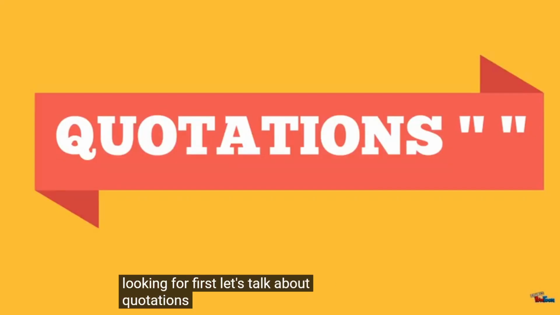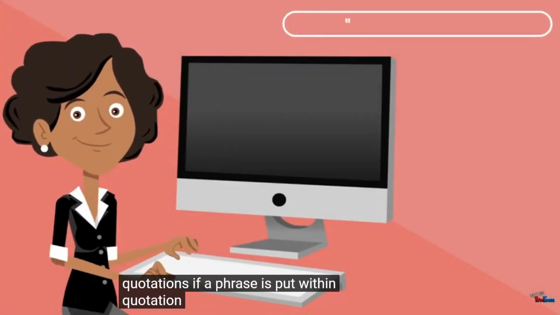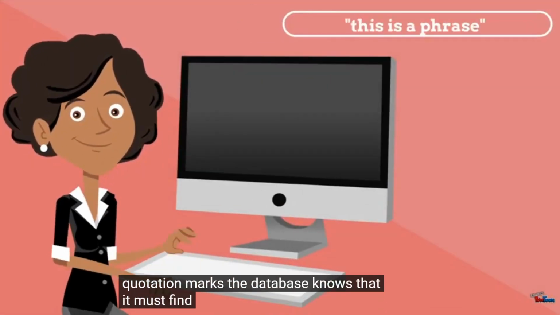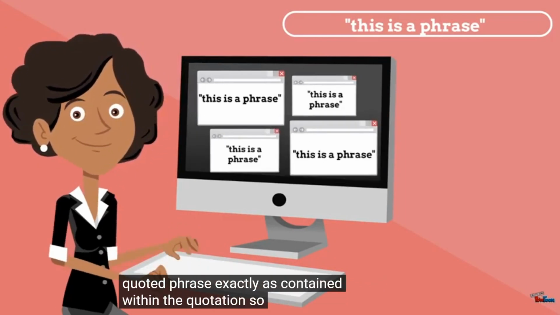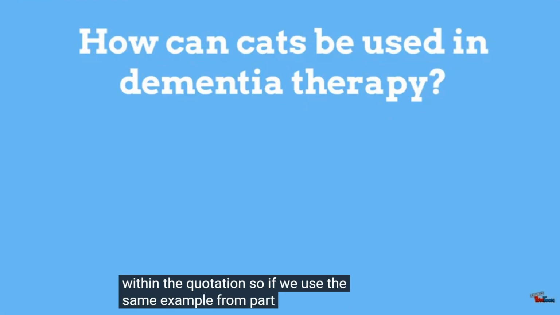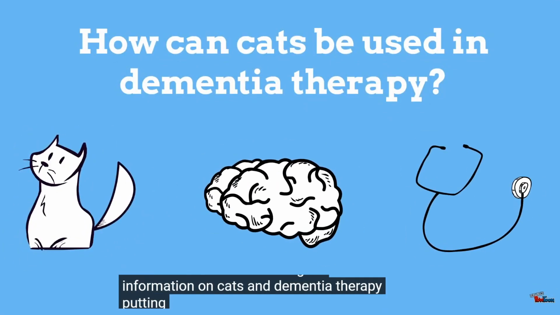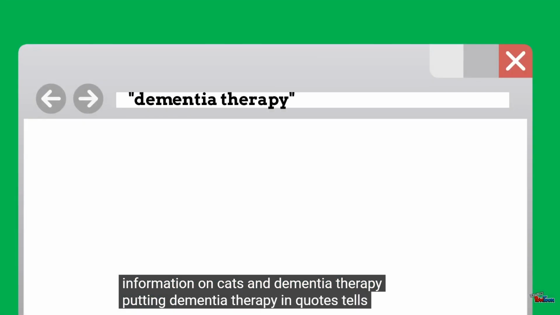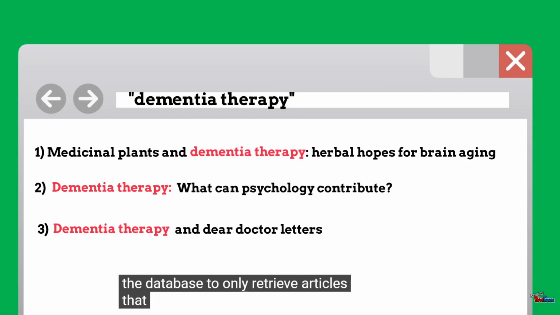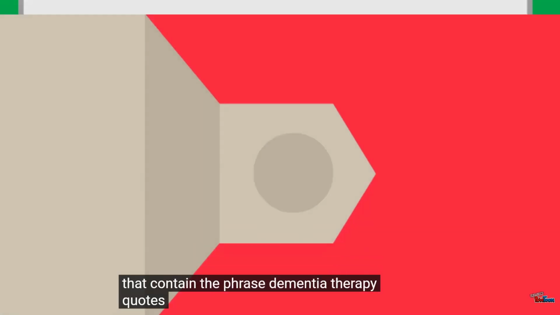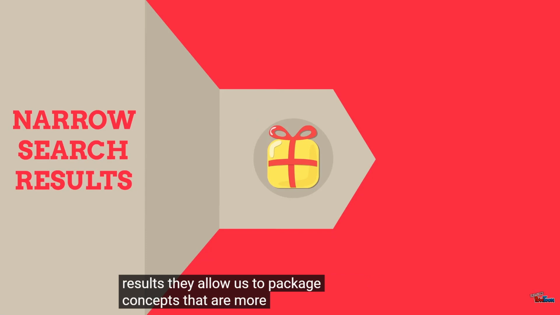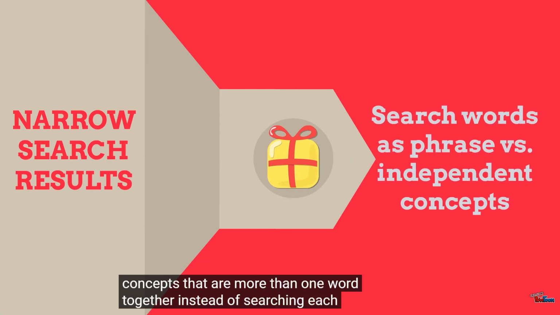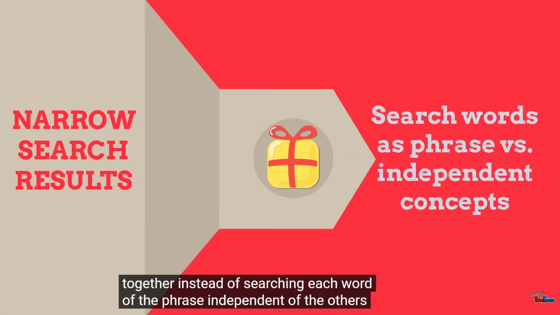First, let's talk about quotations. If a phrase is put within quotation marks, the database knows that it must find articles that contain the quoted phrase exactly as contained within the quotation. So, if we use the same example from Part 1 of this series, where we were looking for information on cats and dementia therapy, putting "dementia therapy" in quotes tells the database to only retrieve articles that contain the phrase dementia therapy. Quotes can be useful in narrowing search results. They allow us to package concepts that are more than one word together, instead of searching each word of the phrase independent of the others.